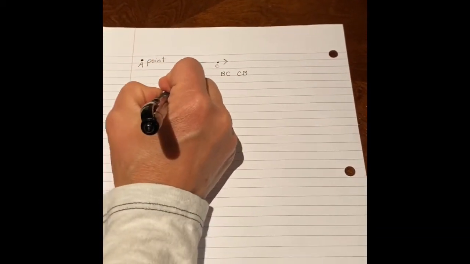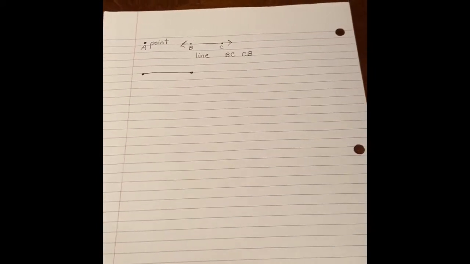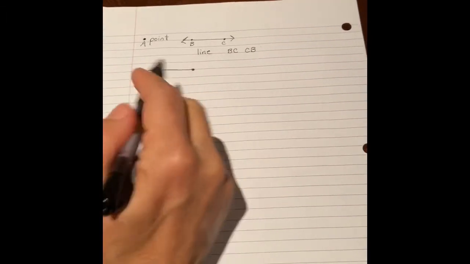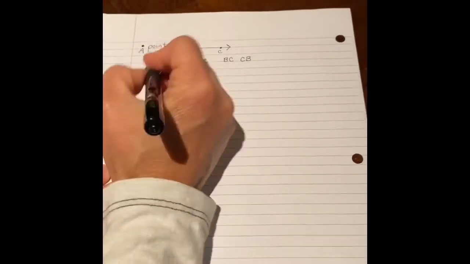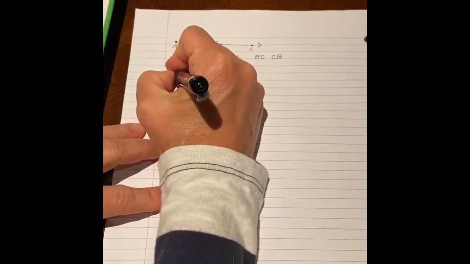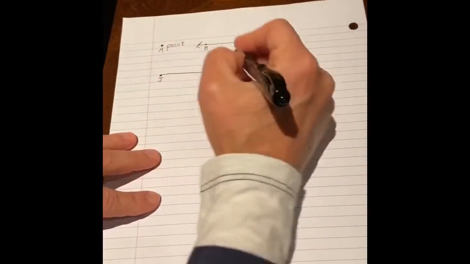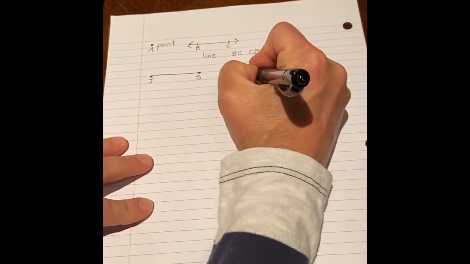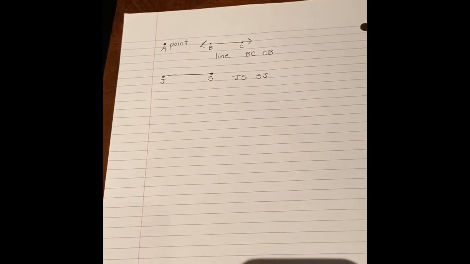There's also something called a line segment. A segment means it's part of a line, and it actually has 2 end points, okay? Those endpoints mean it stops. It does not go on and on like a line. I can give these any letters. So I'm going to use my initials, J and S, and I can call this line segment JS or SJ.